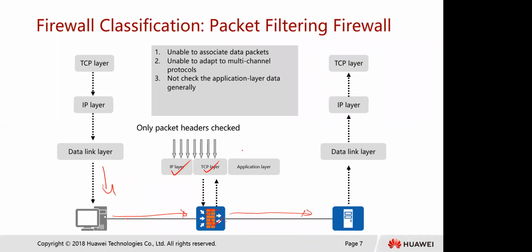That's why we are saying only packet headers are checked when you're using a packet filtering firewall, and it is unable to associate data packets. Also, it is unable to adapt to multi-channel protocols like FTP or TCP, which use different negotiation methods and send dynamic packets. And for you to configure the static packet, it will not understand, and definitely you have issues with users accessing the information. And of course, it does not check the application layer data generally. So this is the ACL.